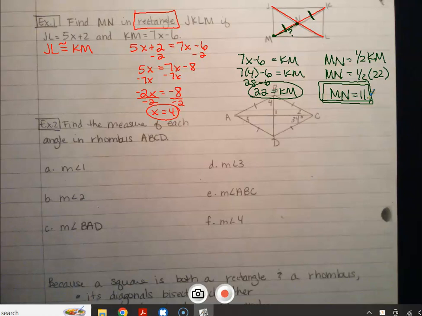All right. Those are very Christmassy colors we've got going on there.